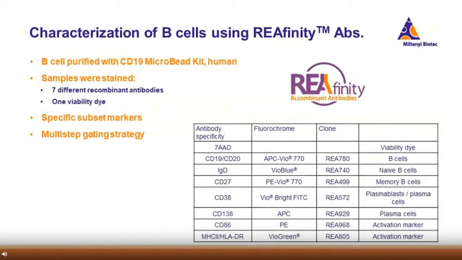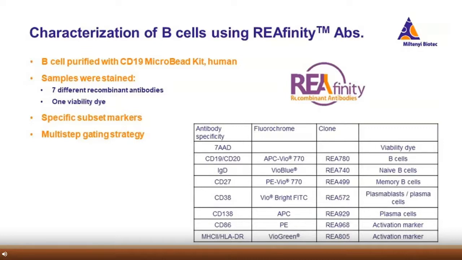Here I have one of the panels that our R&D is regularly using. The data I am going to show you is from B cells that were purified using the CD19 MicroBead Kit, human. We stained the samples with 7 different recombinant REAffinity antibodies and 1 viability dye. On the right side you have the list of the markers and antibodies we used.